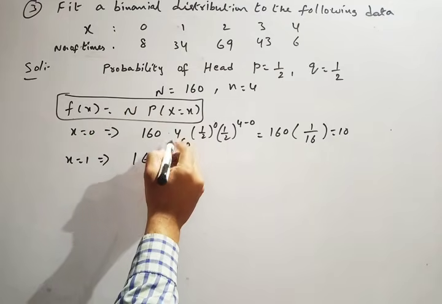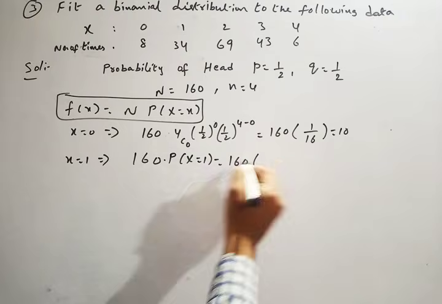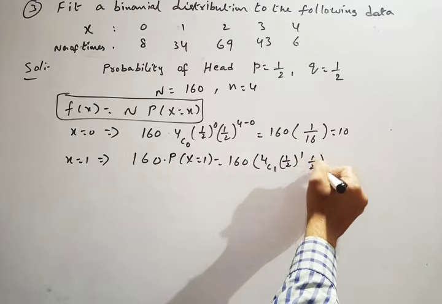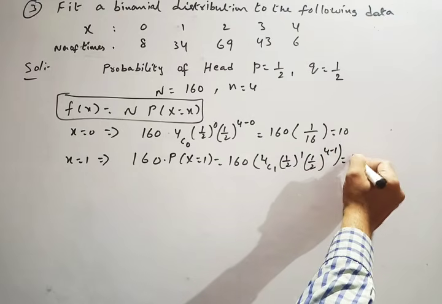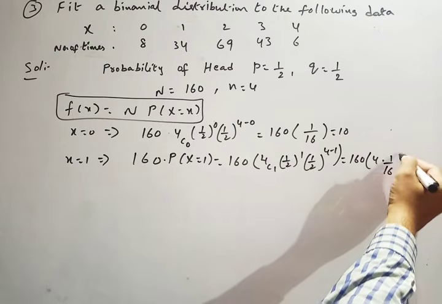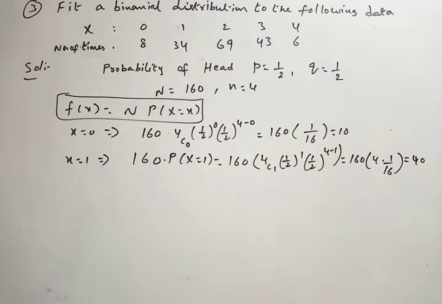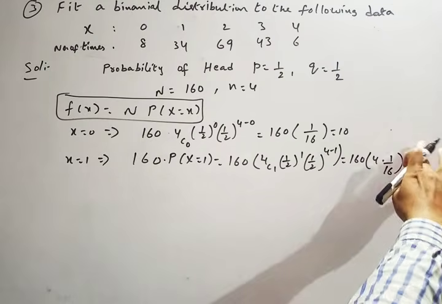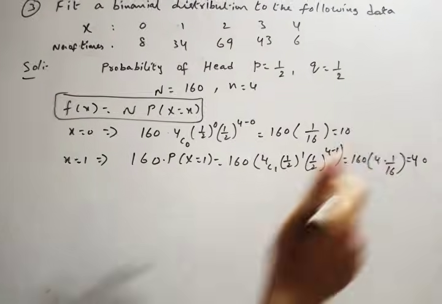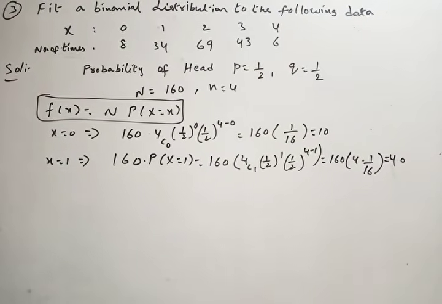Next, similarly, if x is equal to 1, what is the formula? 160 into P of capital X is equal to 1, that means 160 into 4C1, 1 by 2 power 1, 1 by 2 power 4 minus 1. So 160 into 4 into 1 by 16, that means I get 40, correct? Calculated frequency we got 34, expected we got 40, right?